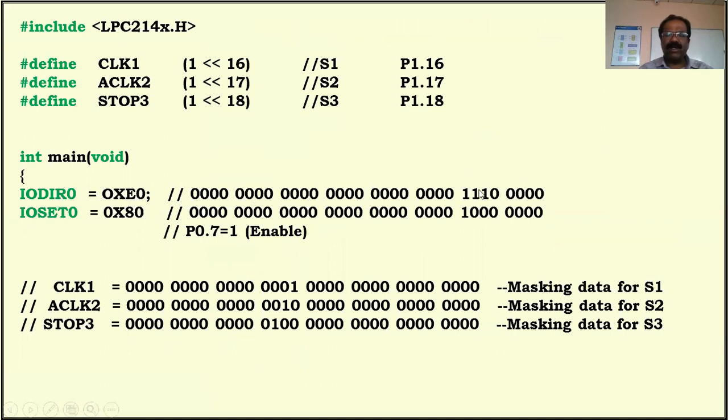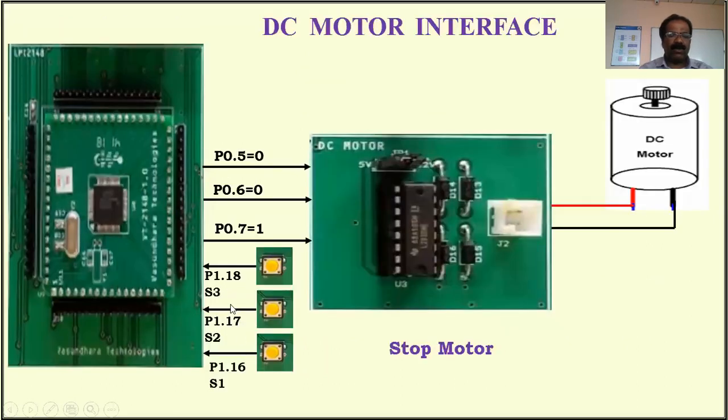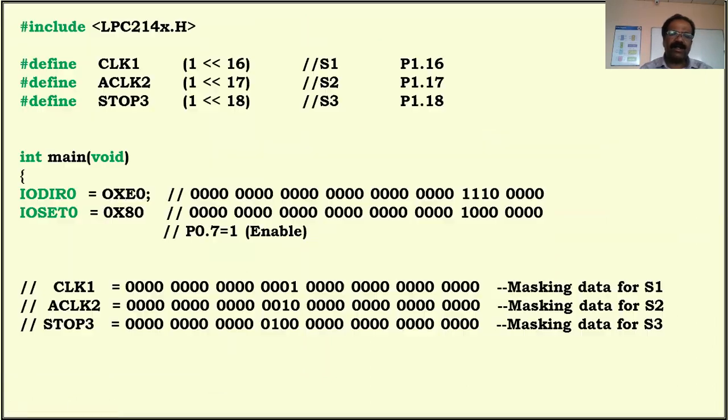Wherever we have 1, those pins are configured as output. Therefore, in this case, these are actually pins 5, 6, 7. We have to configure these as output. And by default, there is no need to configure port 1, because it's already configured as input since it contains 0. That is, IO direction 1 is 0. That is not required actually.